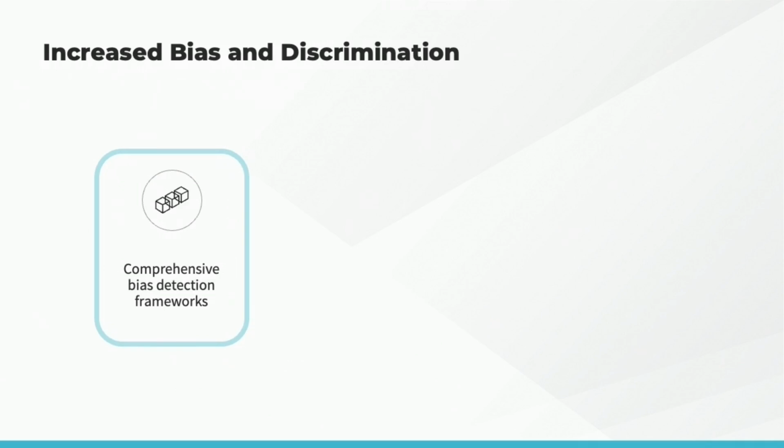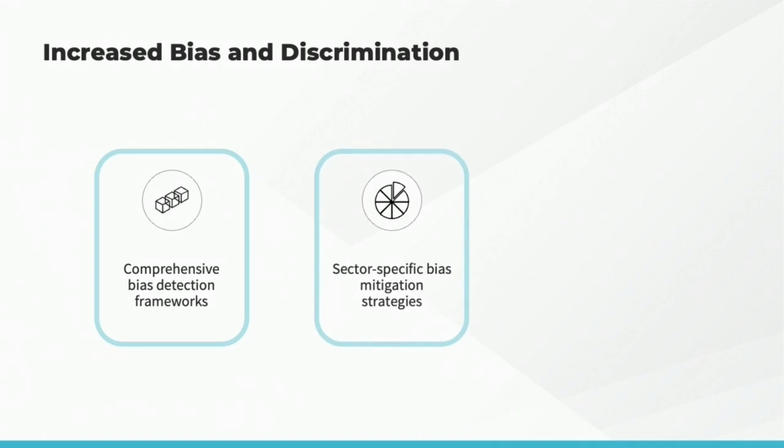Increased bias and discrimination. Implementing comprehensive frameworks to detect and mitigate bias in AI systems is essential. This involves using diverse and representative training datasets and employing fairness algorithms. Different sectors, such as recruitment or law enforcement, require tailored strategies to address specific types of biases. This might include industry-specific guidelines and ethical codes.